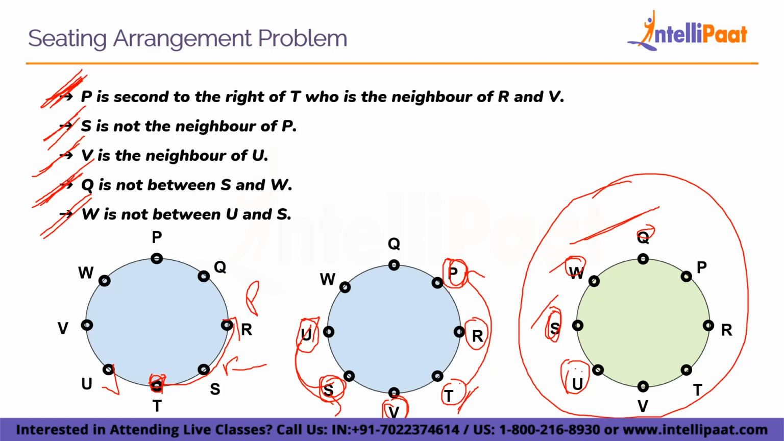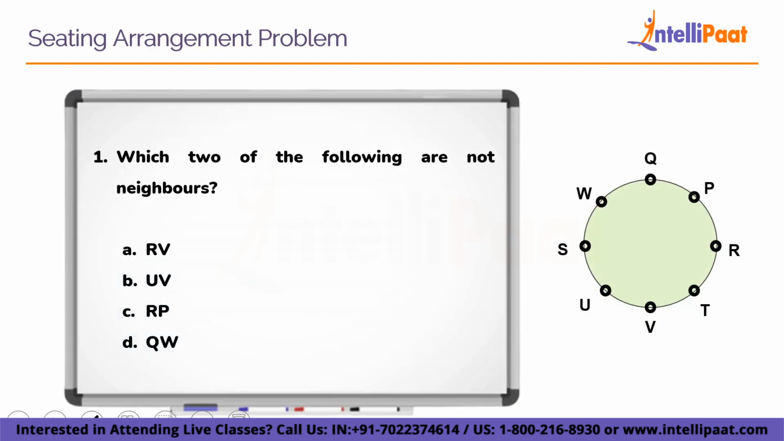Now let's go to the question. So let's see our first question, which says which two of the following are not neighbors. So the first option that we have is R and V. So R is here, V is here. So these are not neighbors. Next, UV, U and V, they are neighbors. R and P, yes, they are also neighbors. QW, Q and W, yes, they are also neighbors. So our option will be option A, R and V, who are not the neighbors.